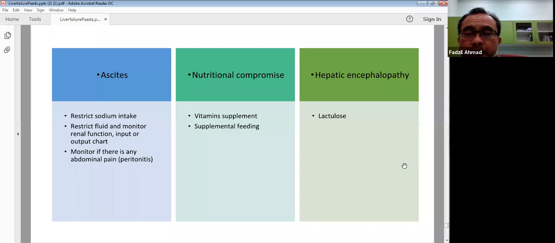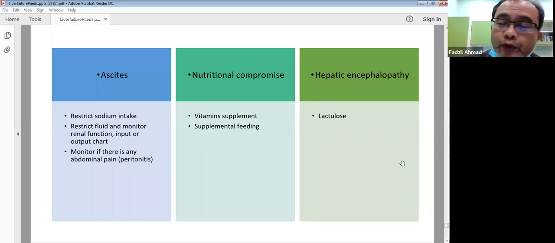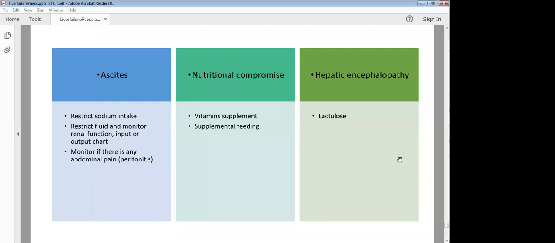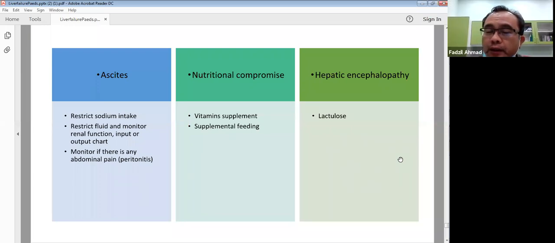You don't need to know Wilson. If you don't know Wilson, you're not going to fail. I have only seen Wilson once in 26 years, but I have seen biliary atresia dozens of times. Continue. Okay.